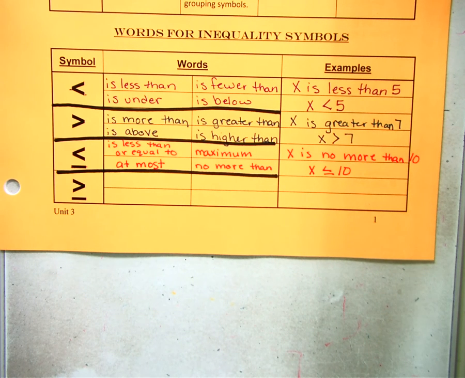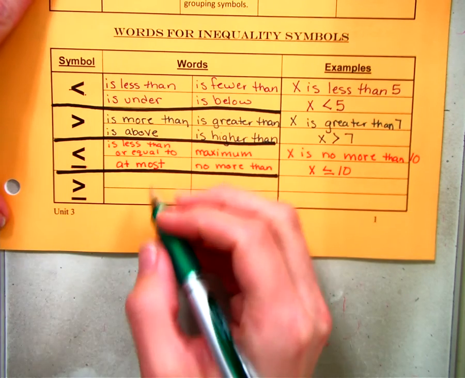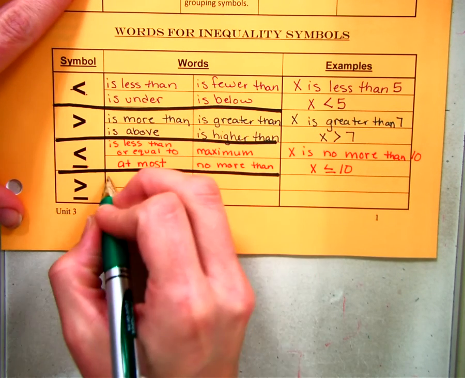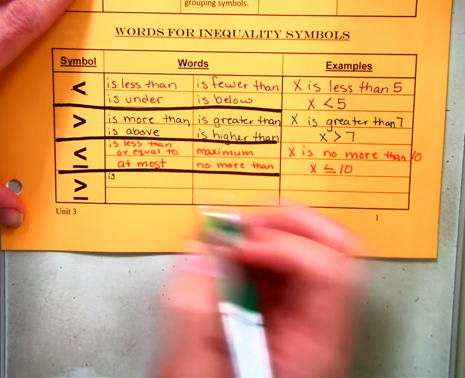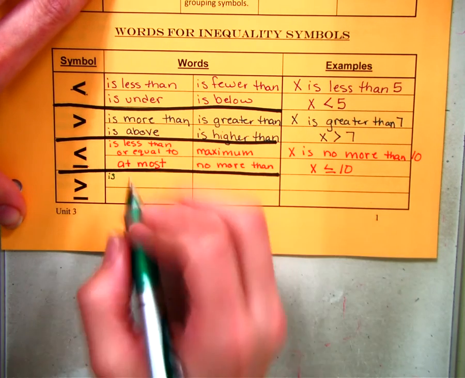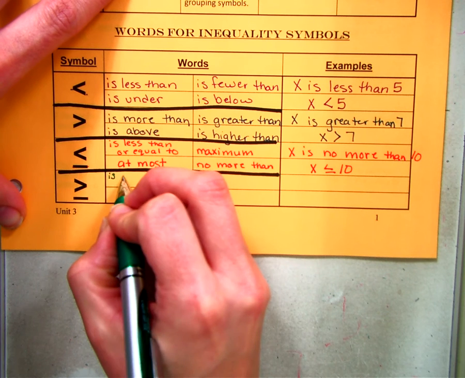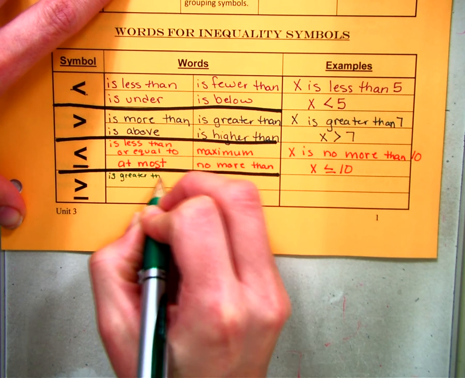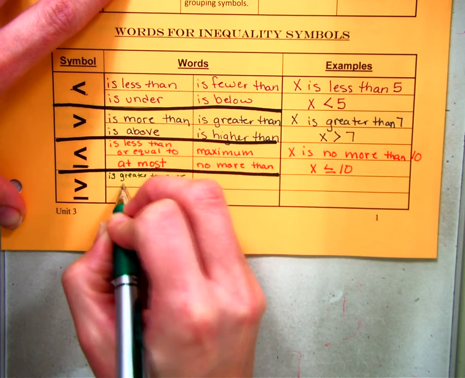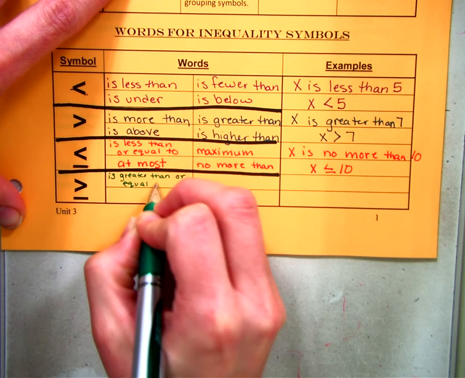Okay, last one, we're just basically going to flip all of those words to the opposite, because this symbol is the opposite of that symbol. So the opposite of is less than would be is more than or greater than or higher than or above. But I'm just going to use is greater than or equal to.